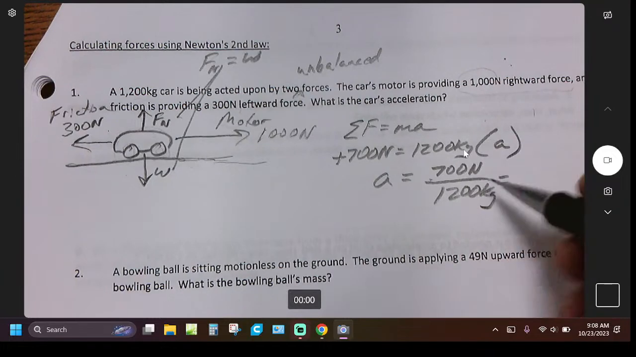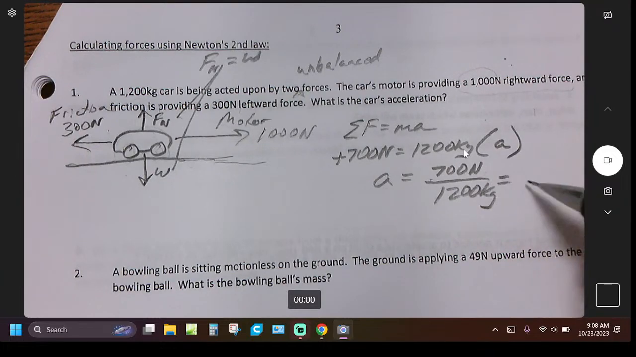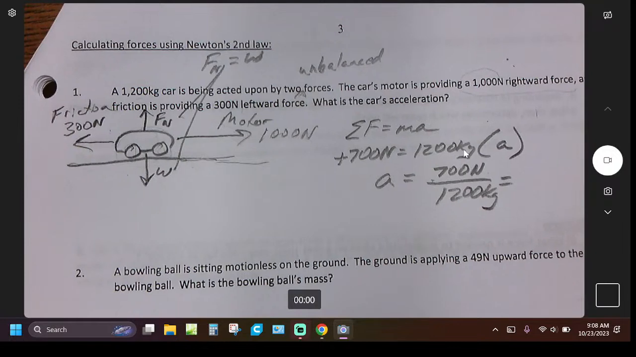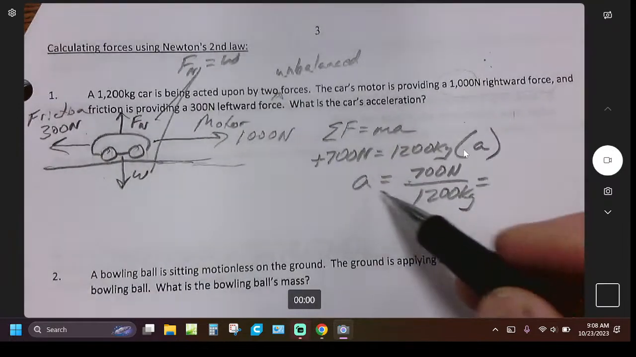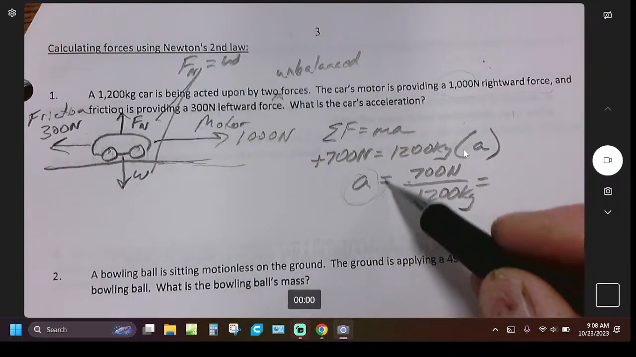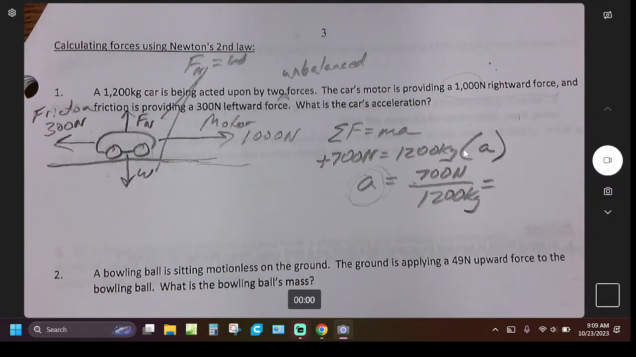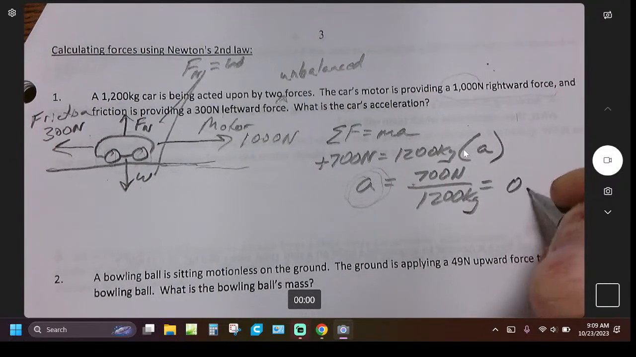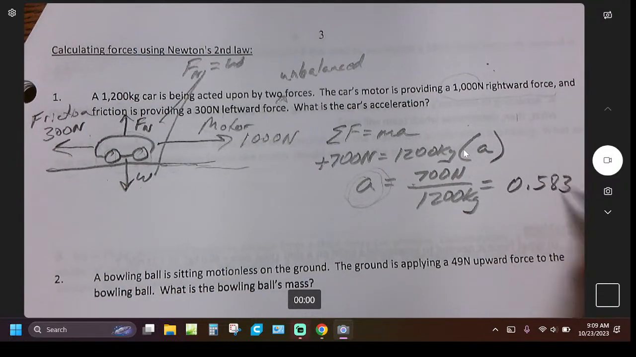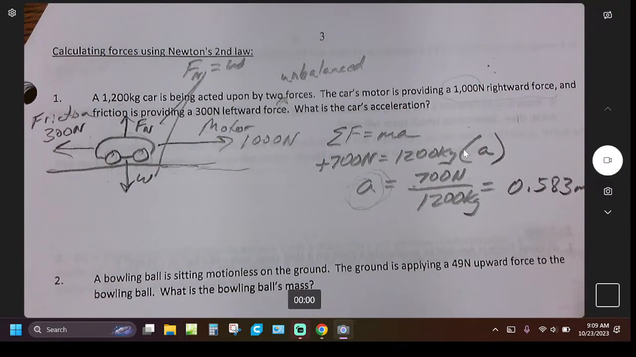And lo and behold, when you divide newtons by kilograms, guess what units you get? Really special. We're solving for acceleration. Meters per second squared. Really? Cool. So let me do that. Maybe there is correlation. Yeah, right. 0.583 meters per second squared.